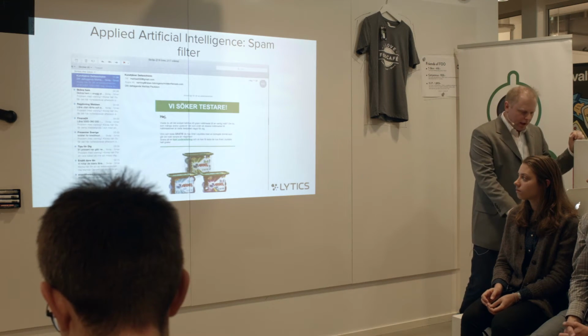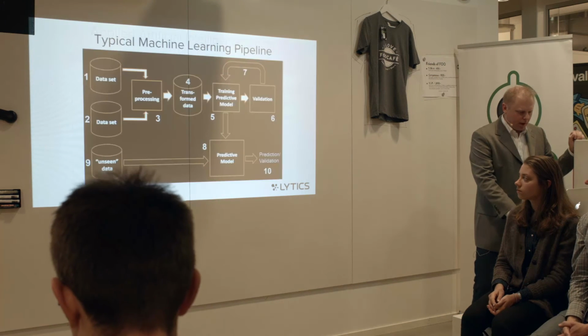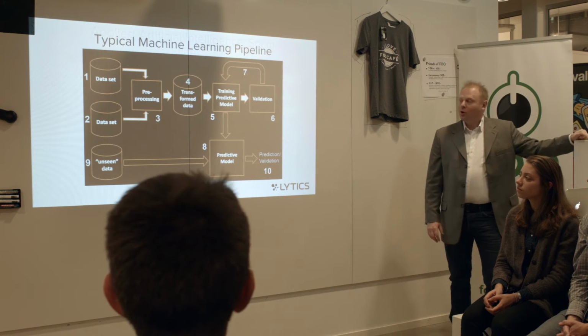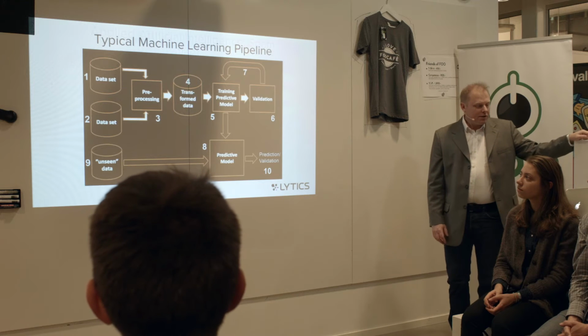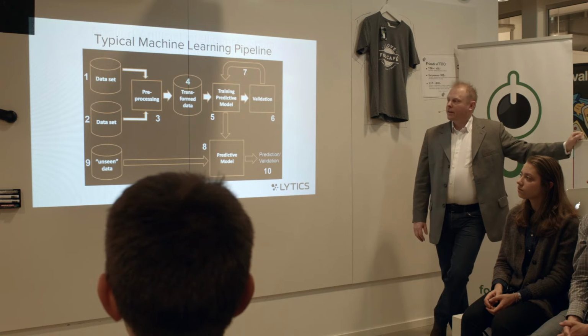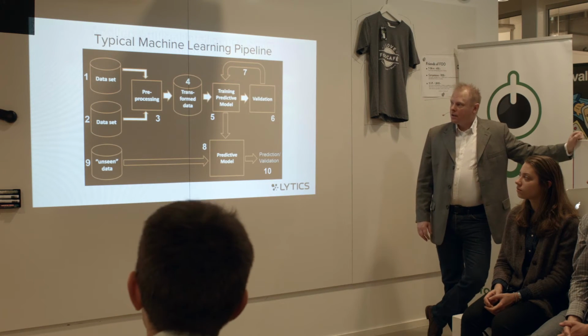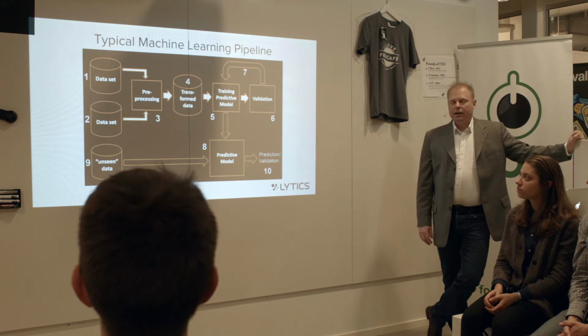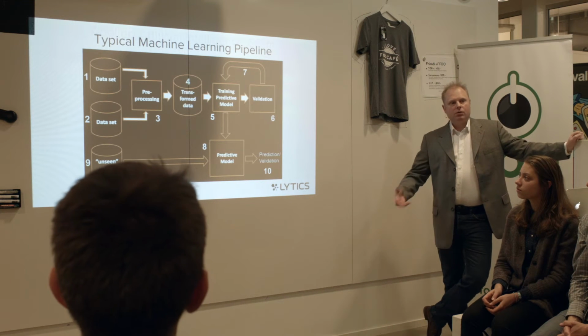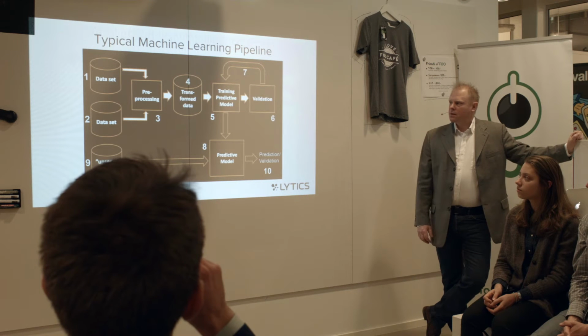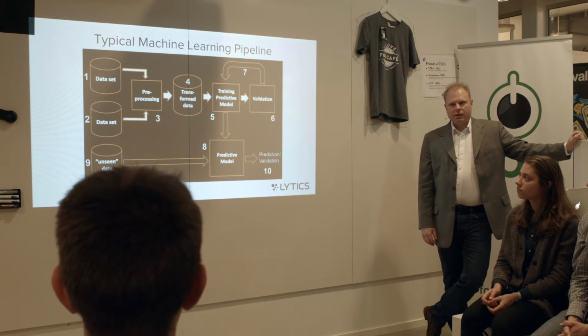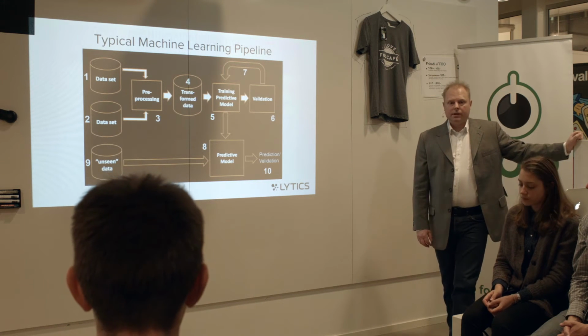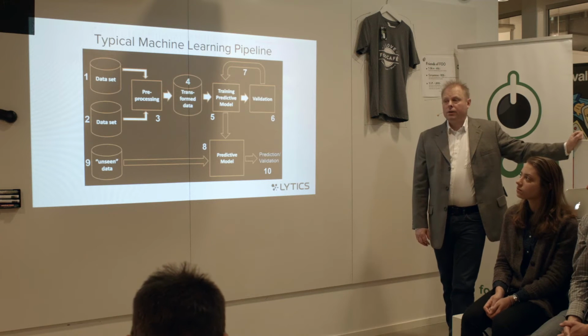So what does it look like? Well, I borrowed this from Lars. He's composed this. I think it's really nice. So this is a typical machine learning pipeline. And as figures 1 and 2, we have data sets. We can take one or two or several, could be many different data sets. And then we do pre-processing. And what is pre-processing? Well, that is that we manipulate data in some way.